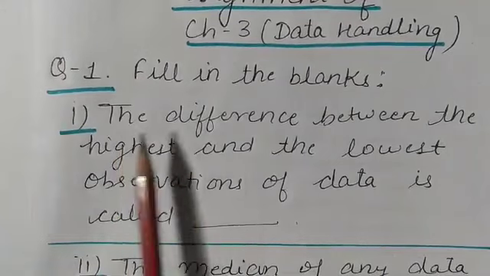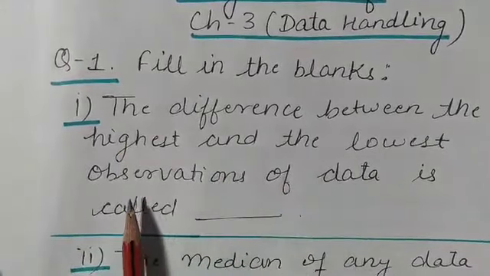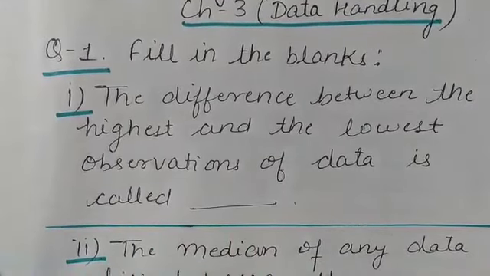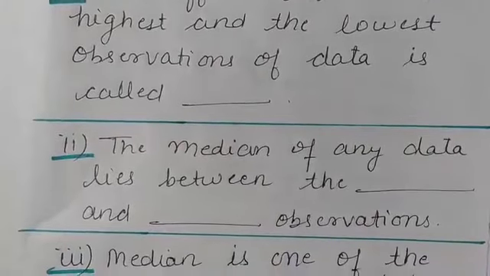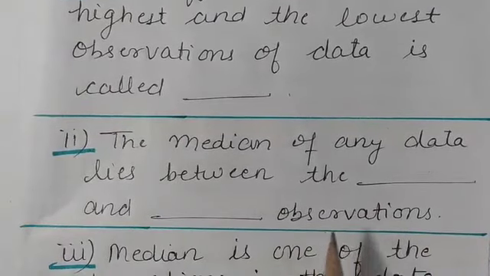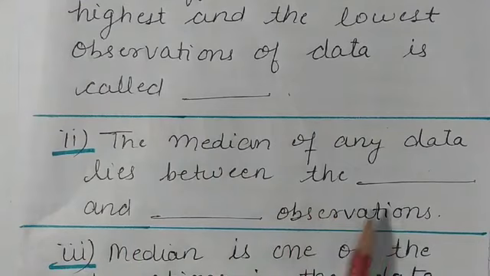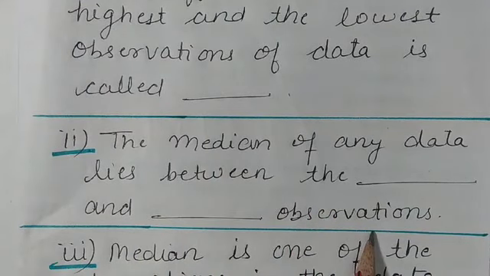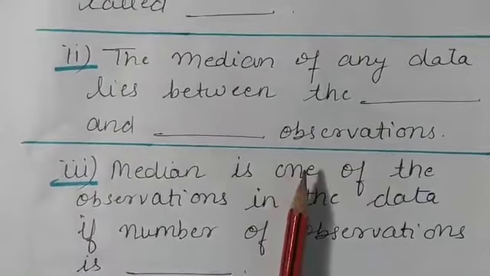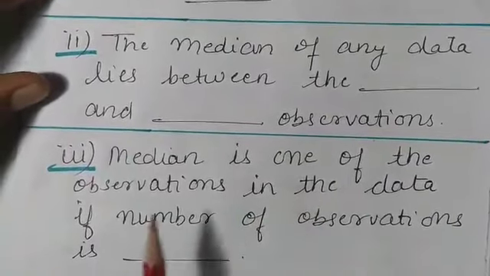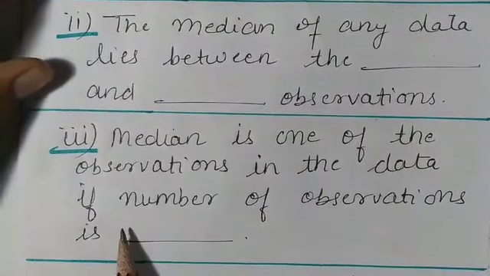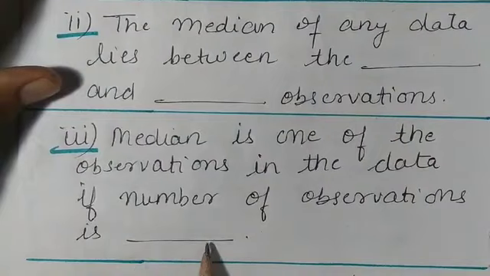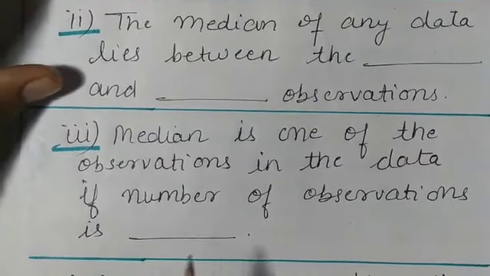Okay. So the first one is: the difference between the highest and the lowest observation of data is called dash. Second one: the median of any data lies between dash and dash observations. The third fill-up: median is one of the observations in the data if the number of observations is dash.